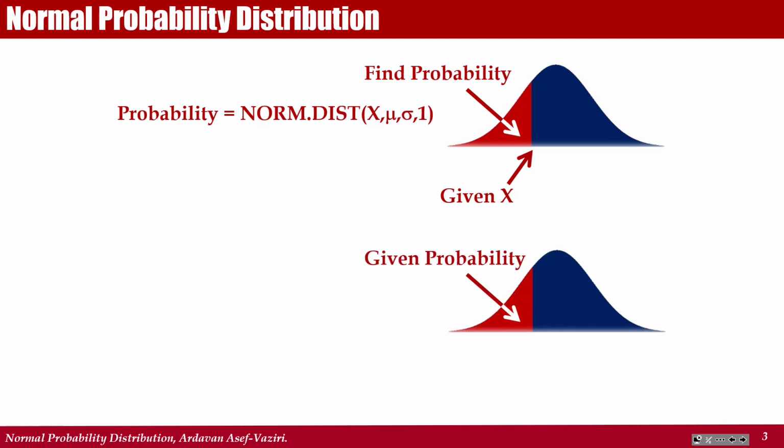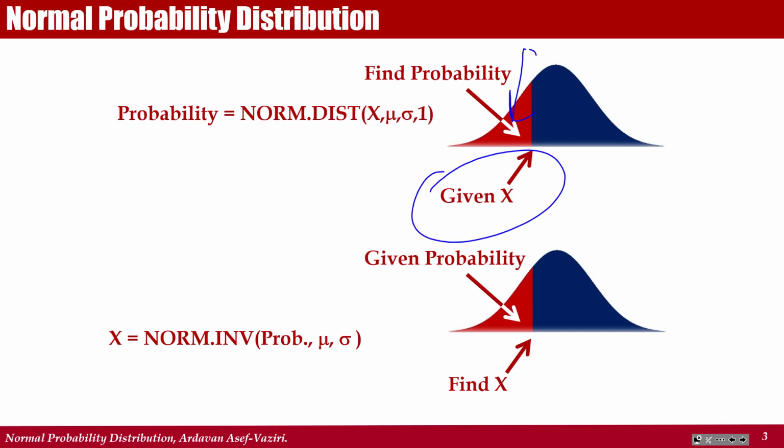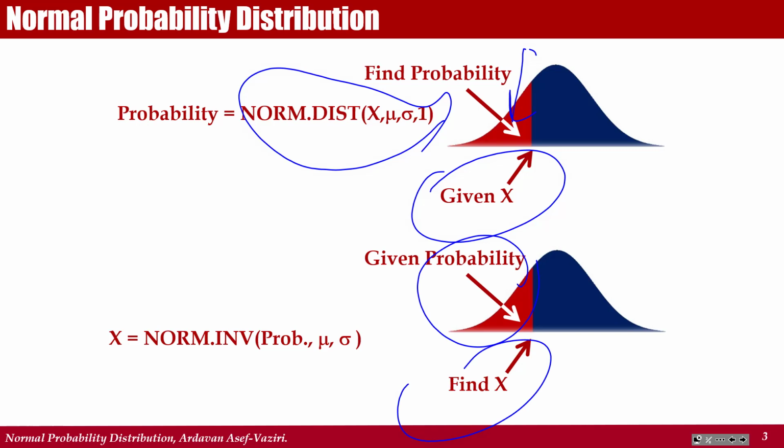Now, if I have the probability and I am looking to find the x value, give me the x value for which the probability to the left is equal to something. In that case, when I have probability and I want x, I use this formula. If we have x and we are looking for probability, we use this formula. And if we have probability and we are looking for x, we use this formula. And now I go through a couple of examples.